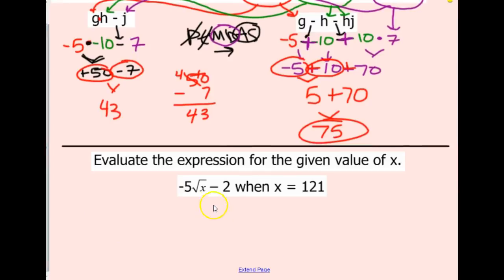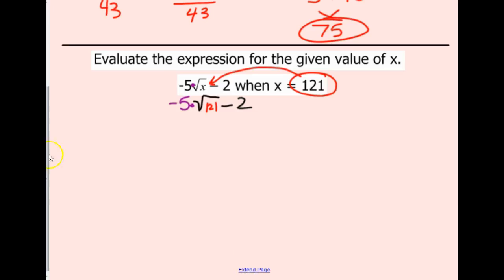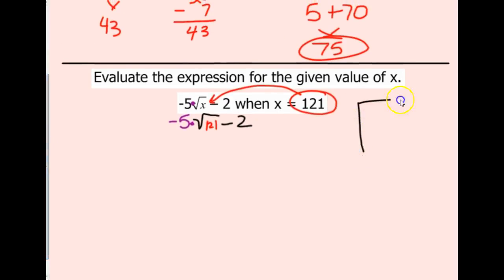This last one, be careful here too. This is just like these two, and these are touching, that's multiply. These are touching, that's multiplied. So we have -5 times the square root of x, and x is really 121. And then -2. So look at your multiplication table. 121 should be one of those ones that you highlighted. 121, well, 11 times 11 is 121. So the square root of 121 is just 11.